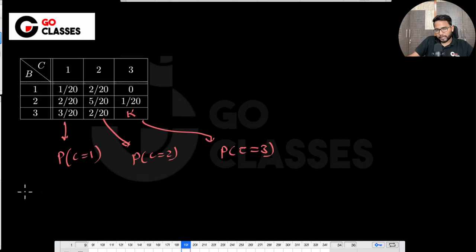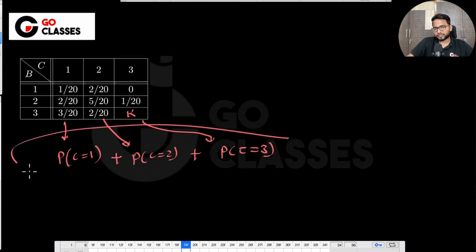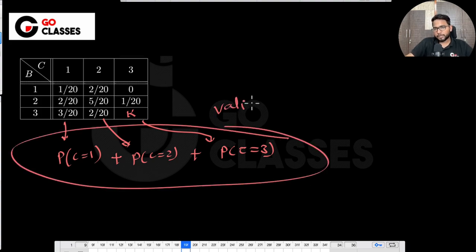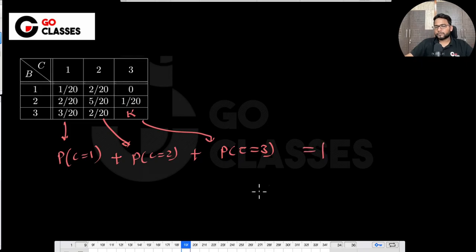And once you have these probabilities, if you add these three probabilities, because C can take only these three values, this should be a valid PMF of C, right? Then if you add all of these values, won't it give you 1? So what we are doing essentially is adding up all the entries and saying it is 1.